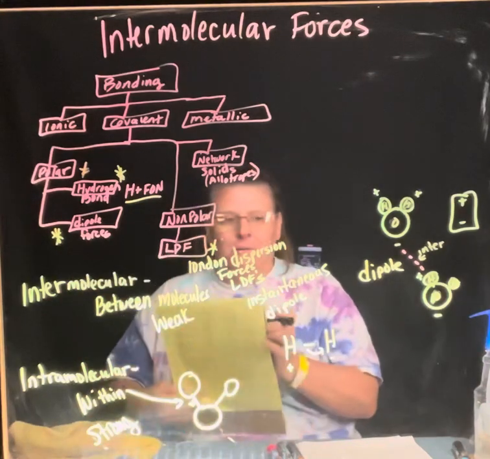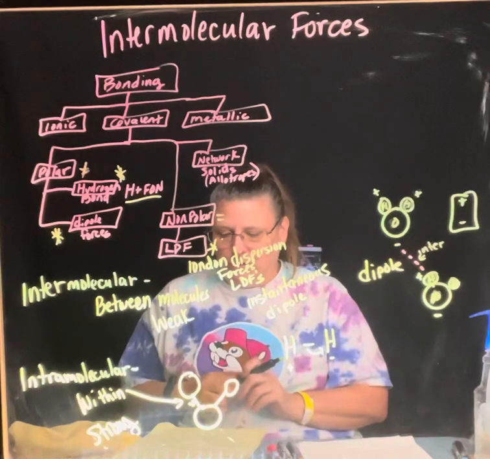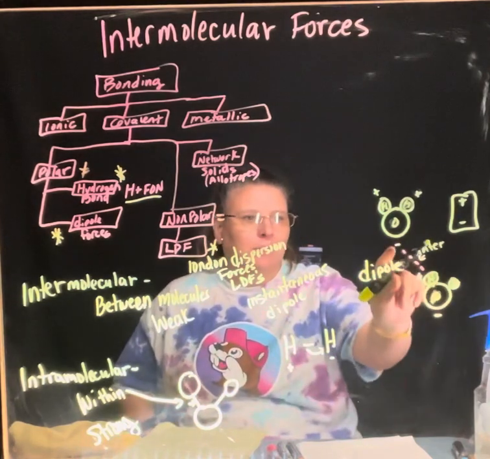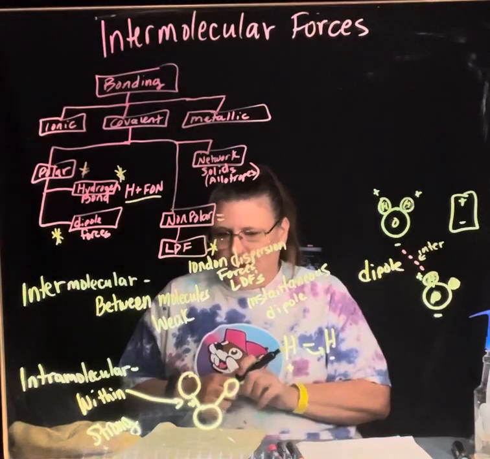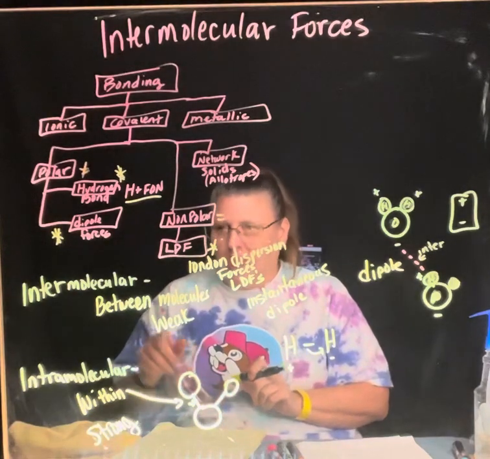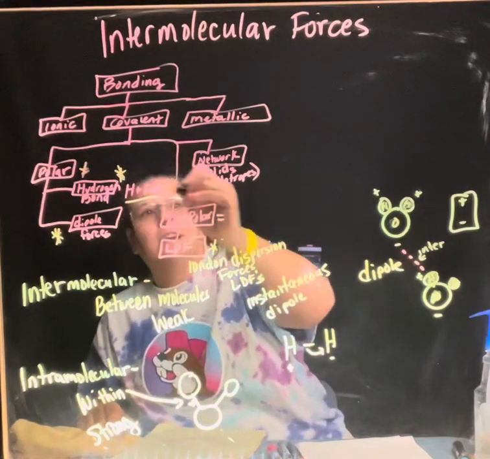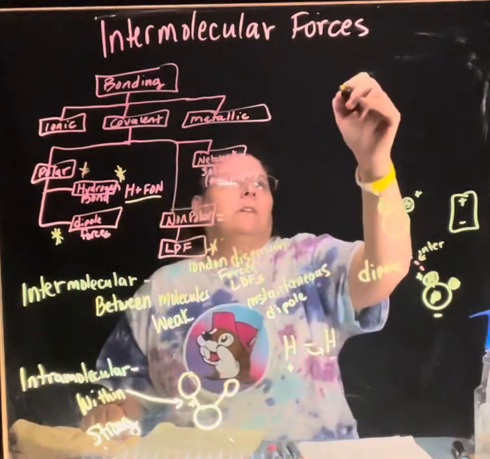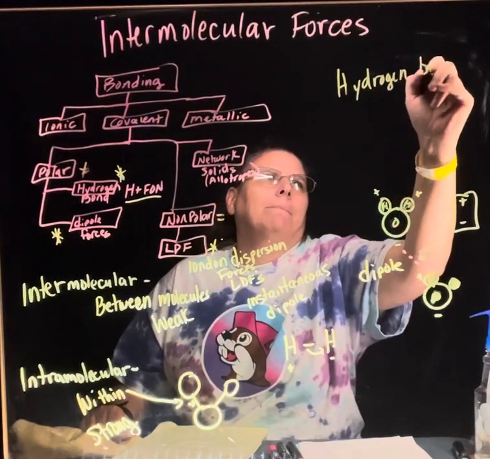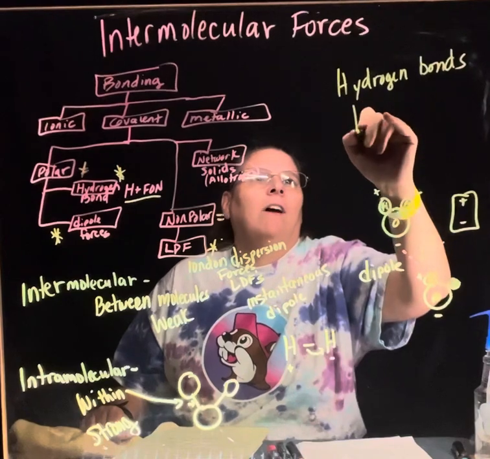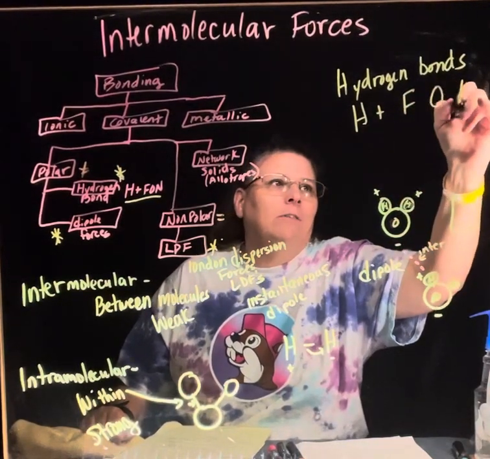Between atoms and molecules, okay? So dipole is between two molecules of opposite, positive plus negative. And you have the hydrogen bonds, which have the H phone. So we're looking here for electronegativity. So hydrogen bonds: you have hydrogen plus fluorine, oxygen, or nitrogen.